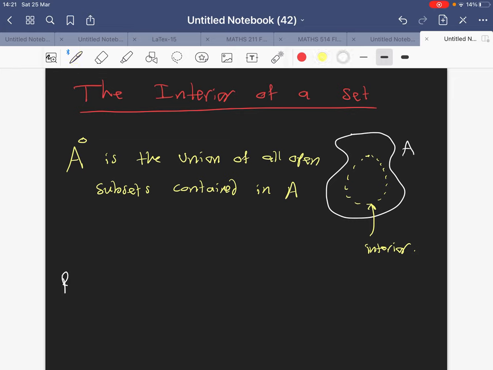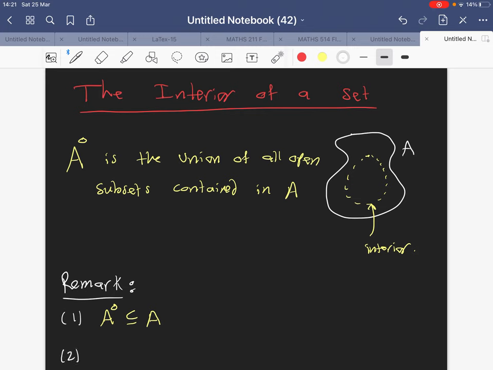Now, let me just write a couple of remarks about the interior. We'll keep them on track here. The first one, as we just mentioned, A interior will be, of course, still contained in A, because it's the union of all open sets contained in A, and their union will still be contained in A.